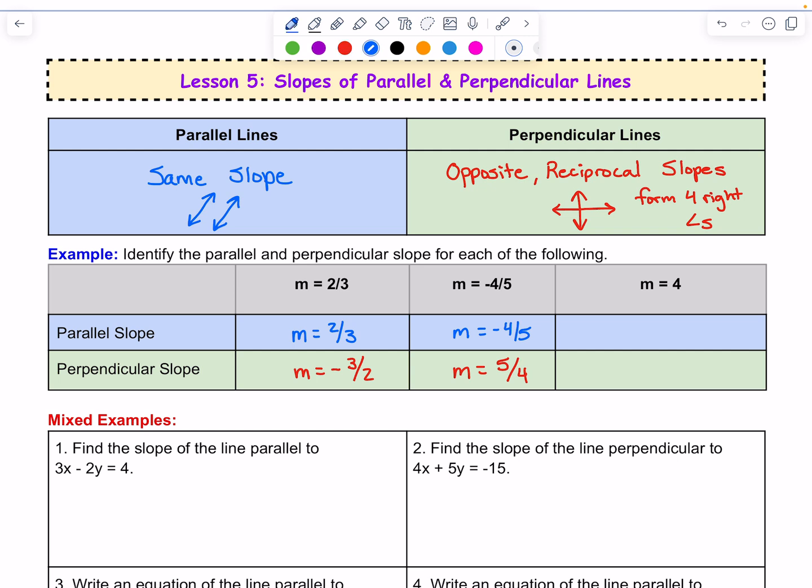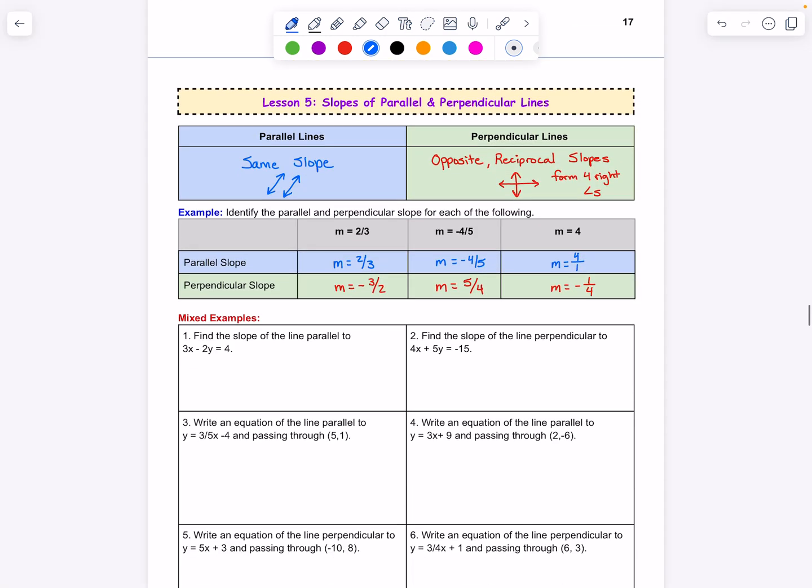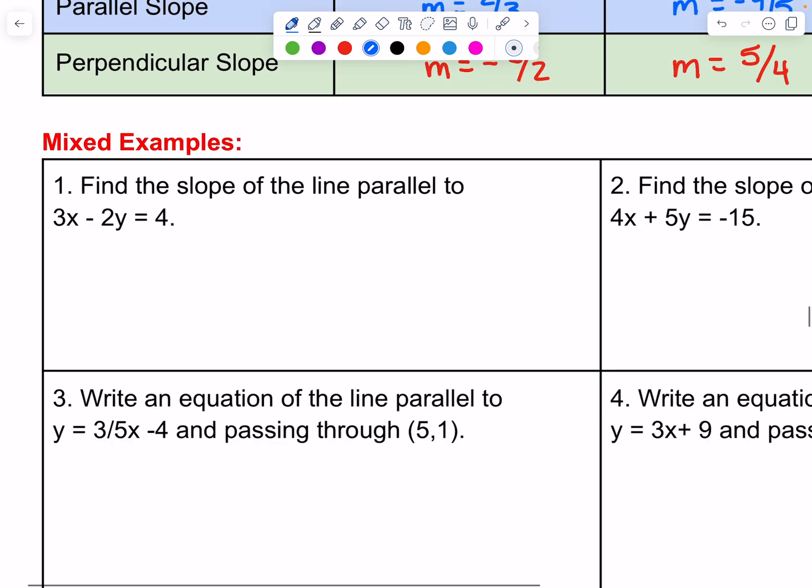And then in the third example, we have the slope of 4. So the slope parallel to that one would be 4, and then perpendicular would be -1/4, because 4, if you had to write it as a fraction, would be 4/1. All right, so let's look at some examples that are various things you might see with these problems.